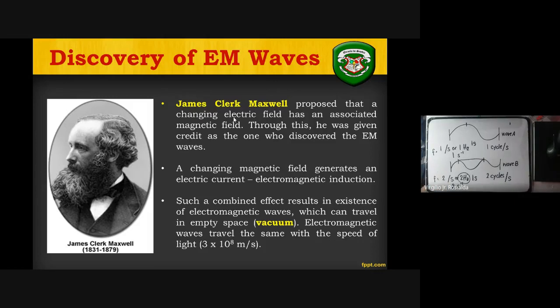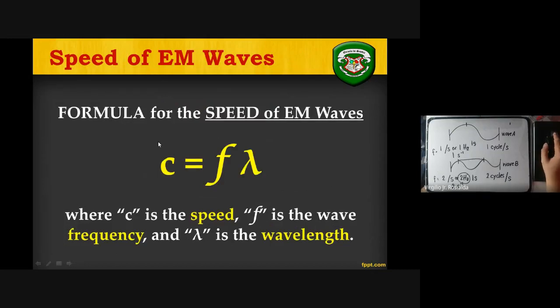So technically, pareho lahat. Pareho lahat ng speed ng electromagnetic waves natin, which is 3 times 10 raised to 8 meter per second. Okay? So, siya si Mr. or si Sir James Clerk Maxwell. So, the speed of EM waves or the formula for the speed of EM waves is given here. So, we have C, which is the speed of EM wave, which is equal to the product of frequency and the wavelength.